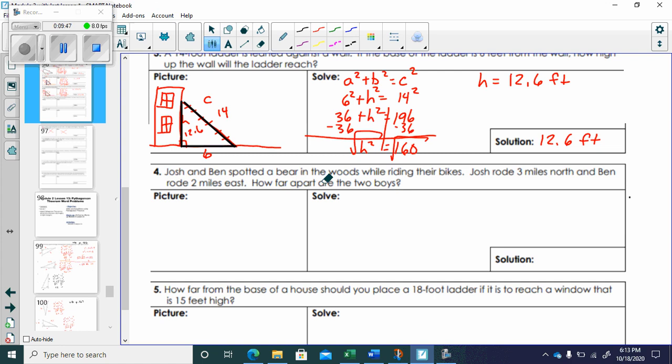Josh and Ben spot a bear in the woods while riding their bikes. So we're going to be drawing, as always. So here's our bear. I'm going to put a bear here in the woods. Scary bear, all right? They see the bear. Josh goes 3 miles north. There's Josh. Ben rides 2 miles east. East is perpendicular to north. So Ben went 2 miles east.